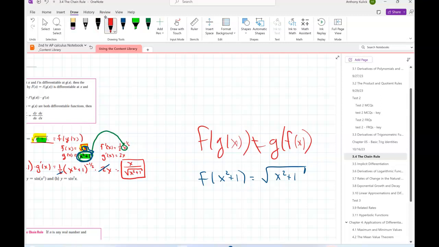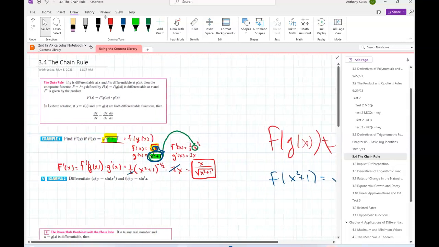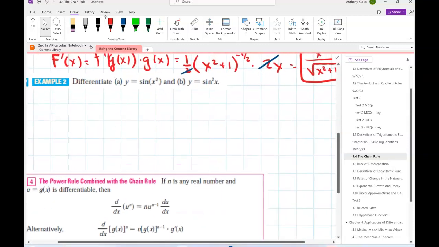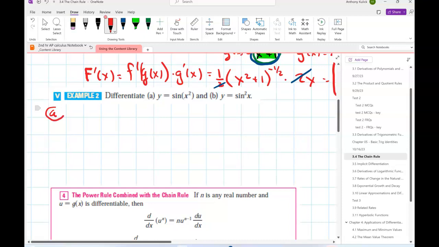Again, this takes maybe a minute to get comfortable with, seeing the inner and the outer. And in cases where you have maybe 2 or 3 or 4 chains in the same problem, it can get kind of difficult. And we will see that eventually. All right, let's look at this next one. So for part A, we have y equals sine of x squared.